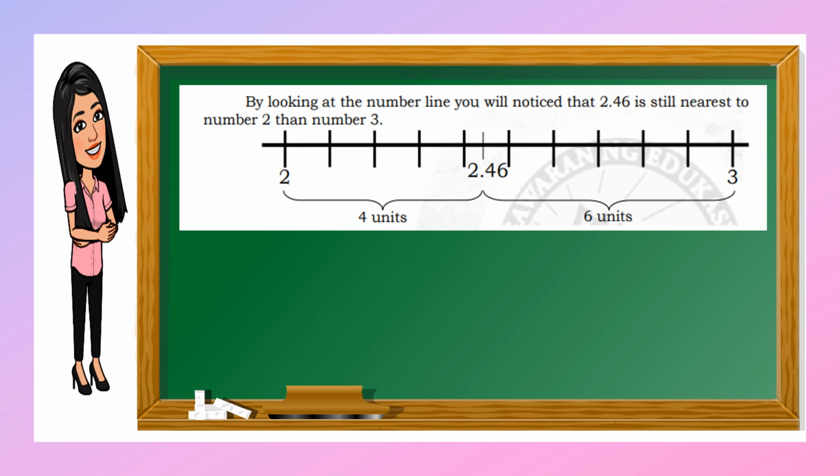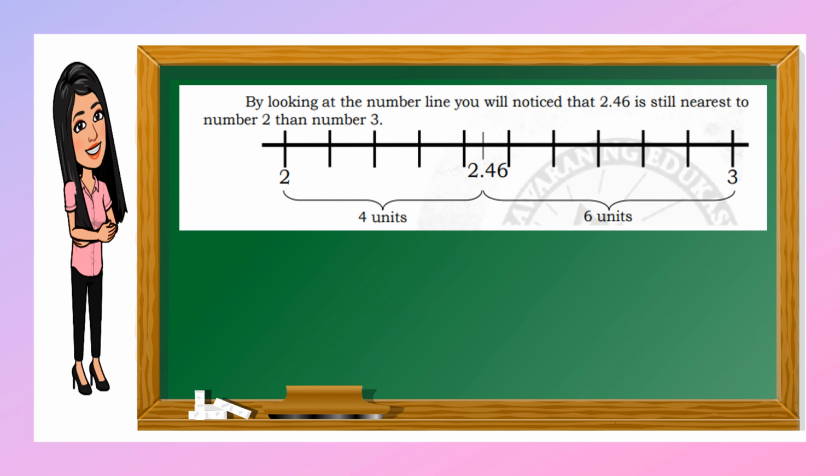And now for our week 8, by looking at the number line, so this is called number line. Itong guhit na to na may number, ang tawag sa kanila ay number line. You will notice that 2 and 46 hundredths is still nearest to the number 2 than number 3. So, for example, we can use number line in comparing numbers or in rounding off numbers. Okay, so we have 2 here and 3 at the other point.